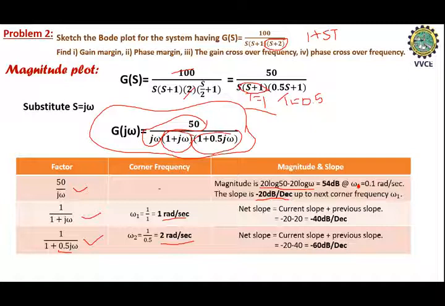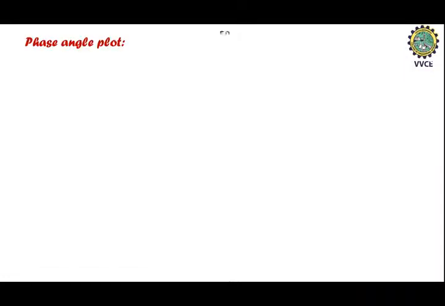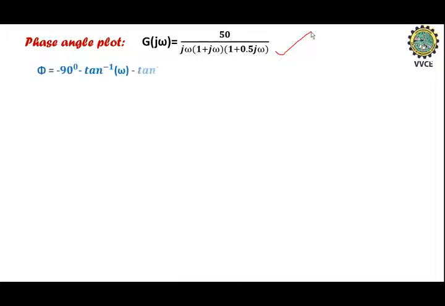Next we need to calculate the values for the phase angle plot. The second plot is the phase angle plot. Let us write the transfer function here. First we need to write the equation for the phase angle, that is phi. So how to write this? For this function, 1 divided by j omega, first find out all the poles and zeros. Here there are no zeros, only poles are present. So first consider 1 divided by j omega. For all the denominator functions we need to consider a negative sign.